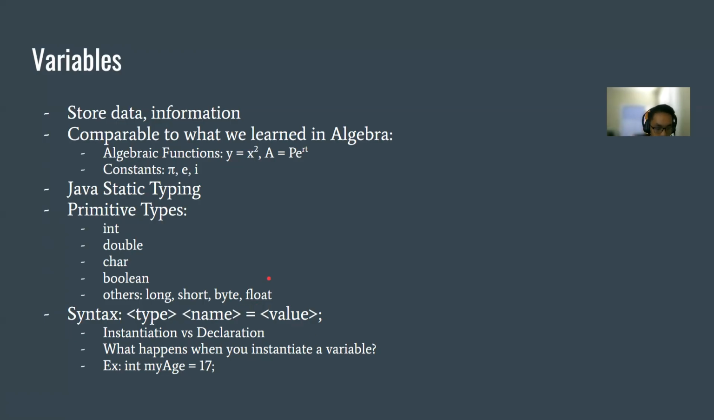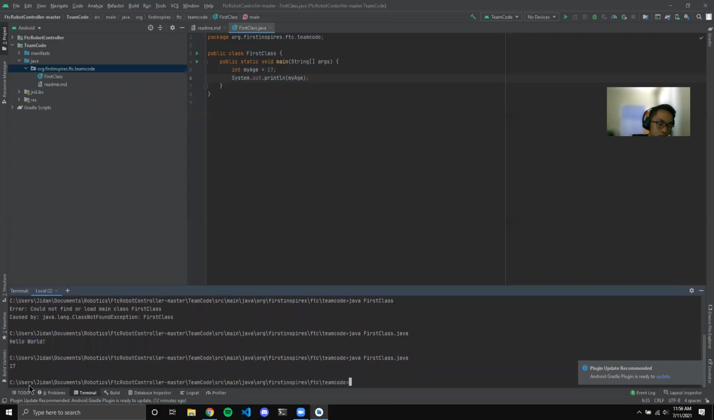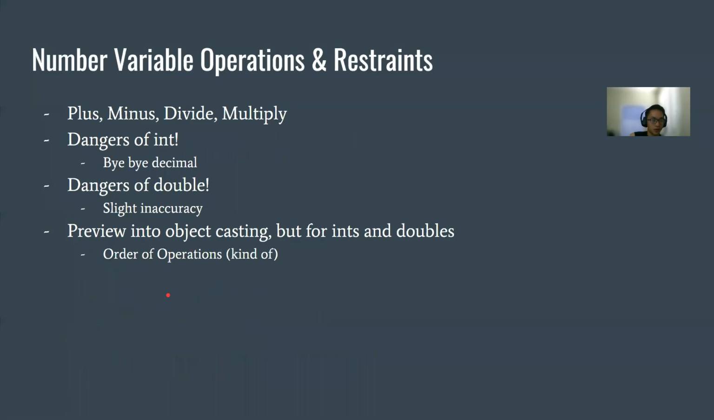All right. So let's create a variable. Let's just follow along the example: int myAge equals 17. And then we can also print out this variable by doing System.out.println, and you just put the variable. If we go ahead and run that, you should be able to see 17 has been printed.